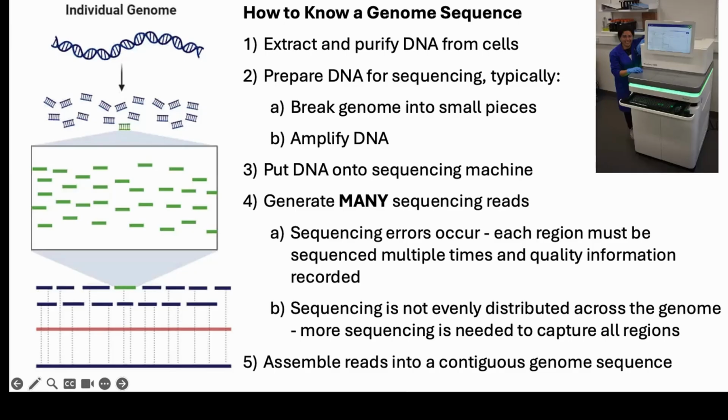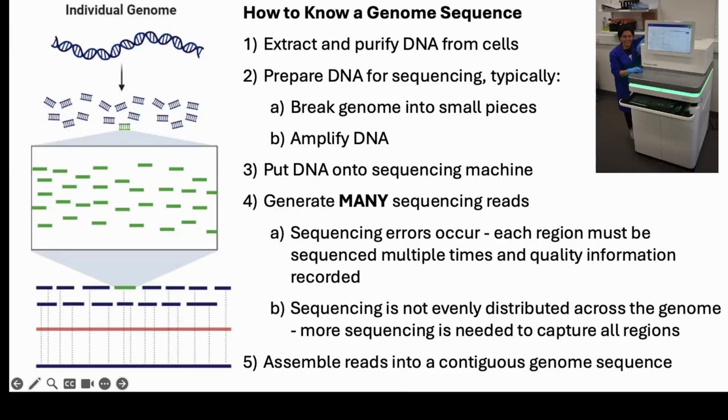But we can't just sequence every base pair one time. Technologies for sequencing are imperfect. Sequencing errors occur. And so to know any one individual's genotype at a specific position in the genome, you're going to need to sequence that region multiple times to have confidence that your result is not an error of the sequencing machine, but real and biological.